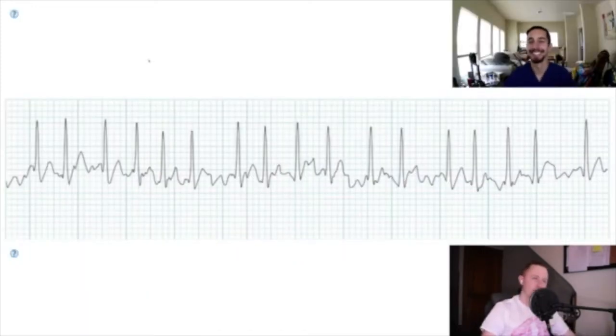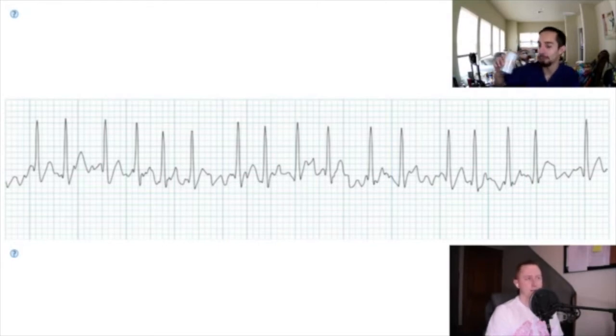Okay, so what I am seeing is QRS complexes that are pretty irregularly spaced relative to each other, and an erratic or pretty wandering baseline. I can't really see any P waves or T waves. So I would say that this is probably atrial fibrillation.